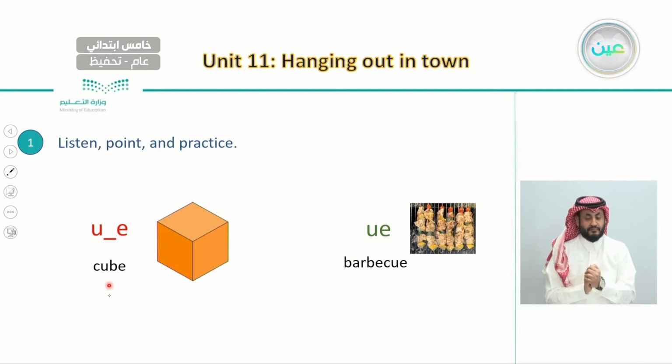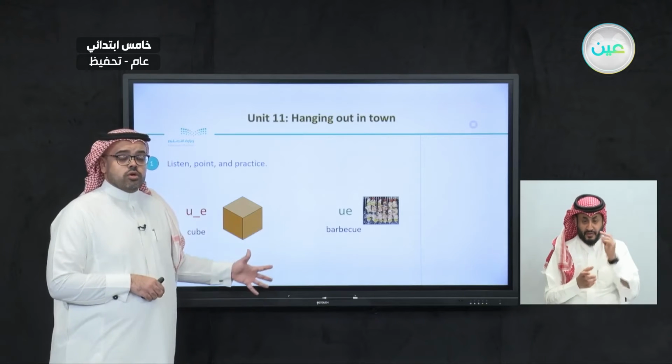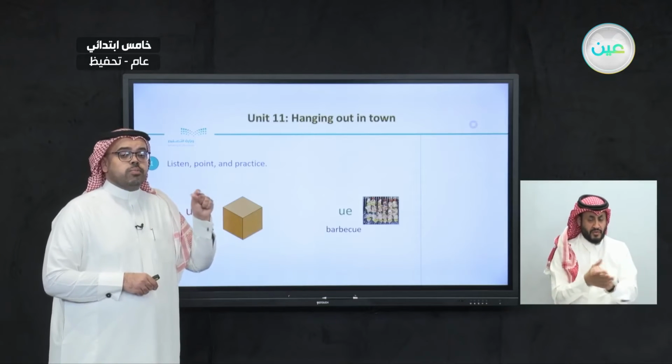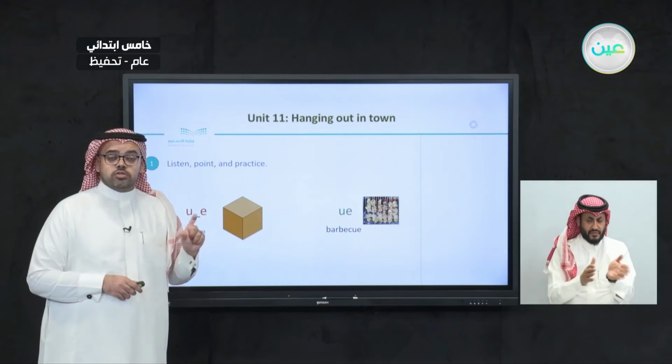So the first word we have here is the word that has U and E at the end. The word is cube. Cube. Say after me. Cube. And the second word that ends with U and E is barbecue. Barbecue. Say after me. Barbecue. So, cube, barbecue. Cube, barbecue. You see the different sounds between these two words? Cube and barbecue. And you see where we place the letter U in each of these two words?